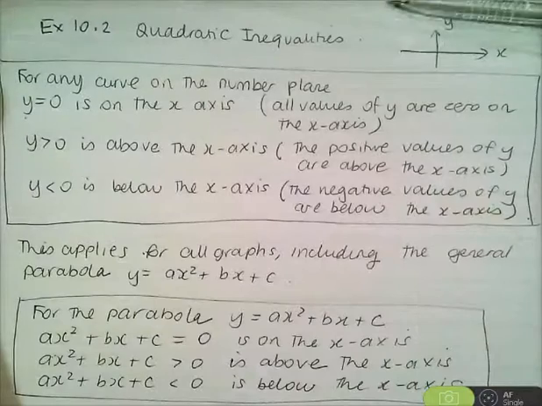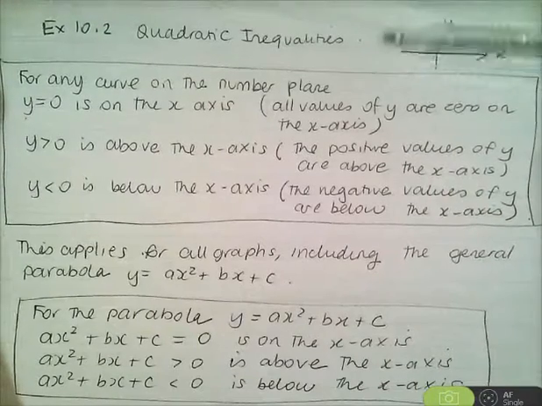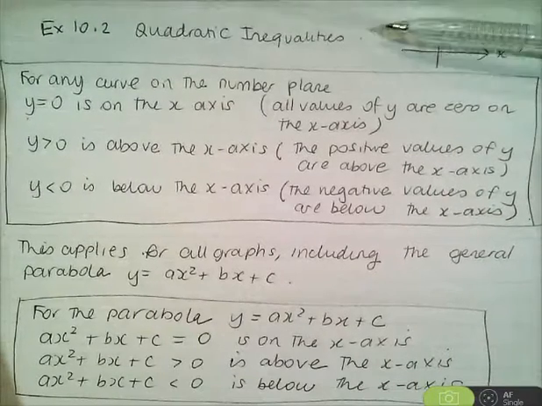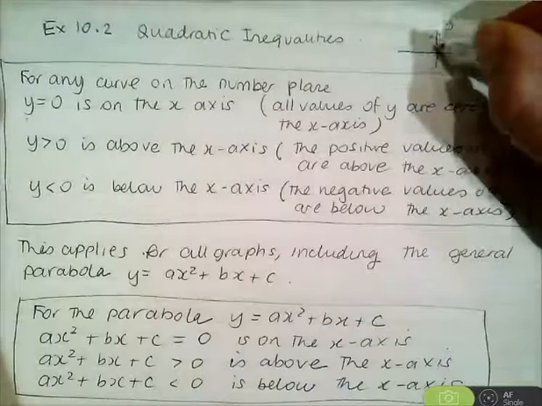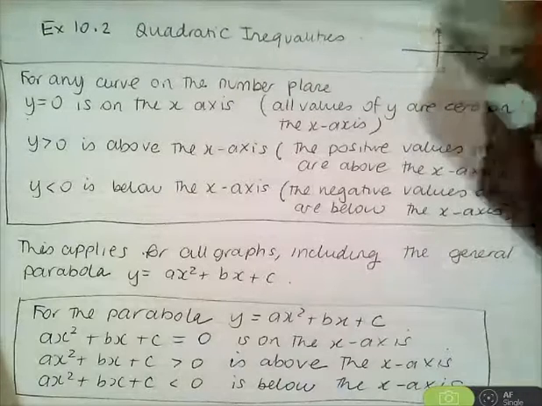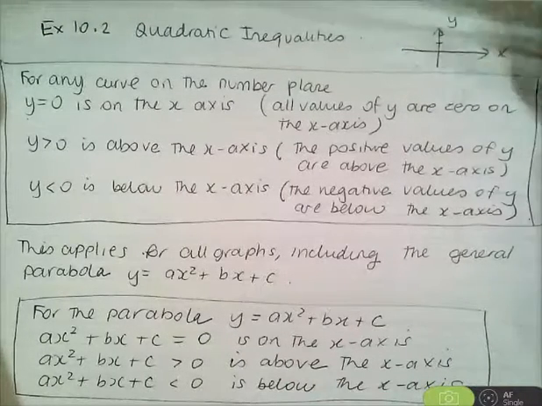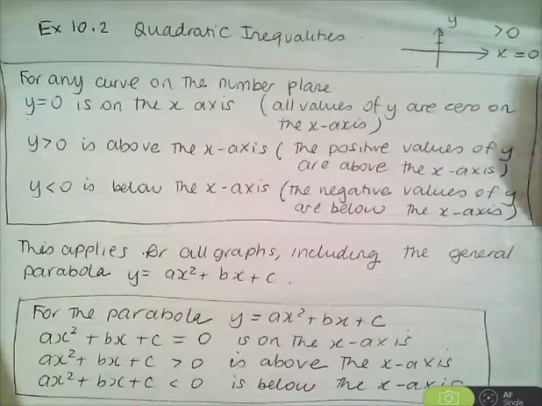Y greater than 0 is always above the x-axis because the positive values of y, if we look at the values of y up here, they're all positive. So y greater than 0 is up here. Y equals 0 is on the x-axis.